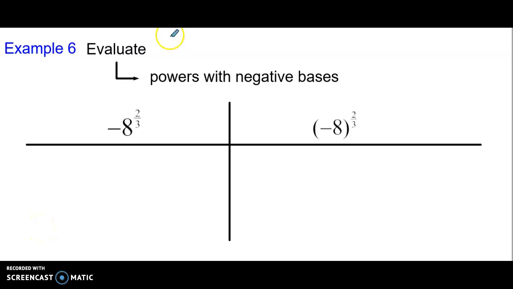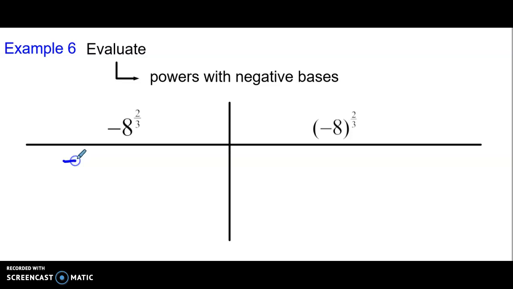So for example 6, we're going to evaluate powers with negative bases. You'll see in this example we have negative 8 to the power of 2 over 3. The negative sign is in front of the 8. There's no brackets there, so we know it's not part of the base. So we're going to leave it out in front.